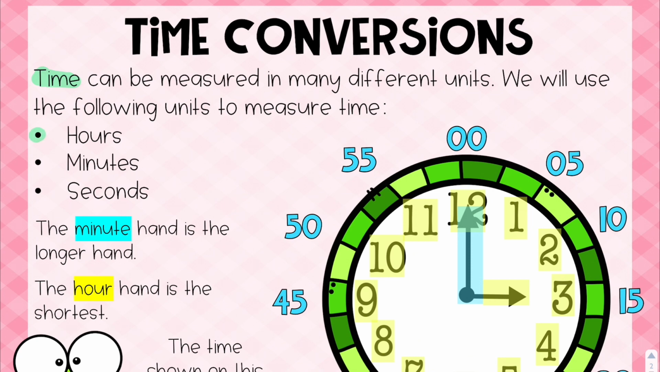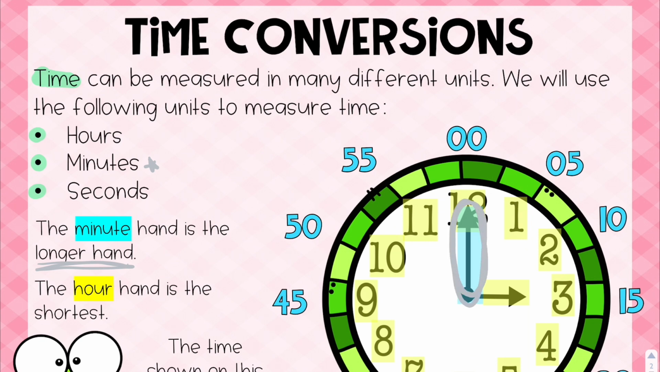Units you probably learned about in 2nd and 3rd grade were hours, minutes, and seconds. So we're going to take a quick second to review what an analog clock looks like, which is this. It's a clock that has minute and hour hands. As a reminder, the minute hand is the longer hand.